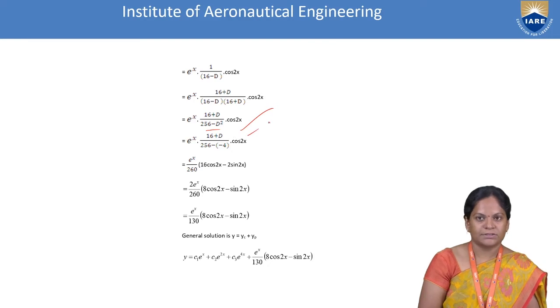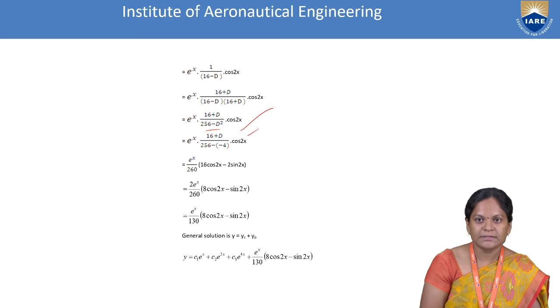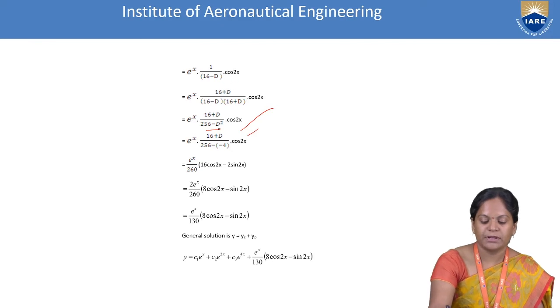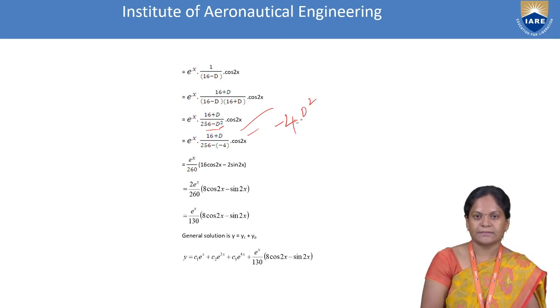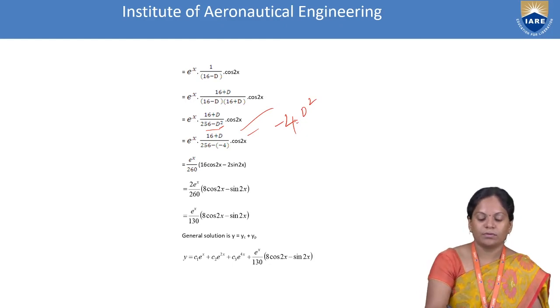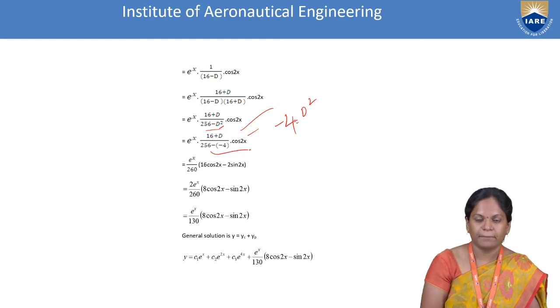So e power x as it is. I am writing from the start onwards, e power x as it is. So the numerator is 16 plus d divided by 256 minus, we change d into d square here, d square again minus 4. Substitute d square as minus a square, nothing but minus 4. So if we take d square as minus 4, e power x into 16 plus d by 256 minus of minus 4 into cos 2x.